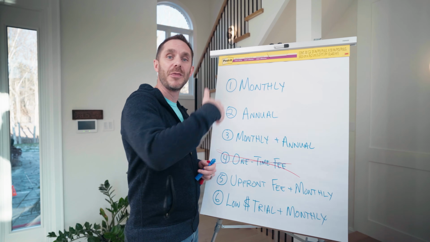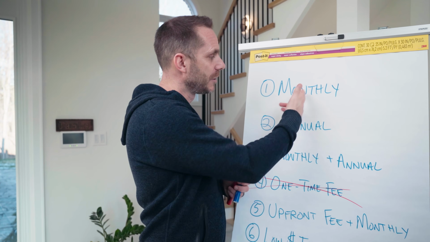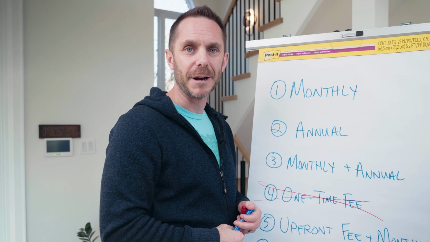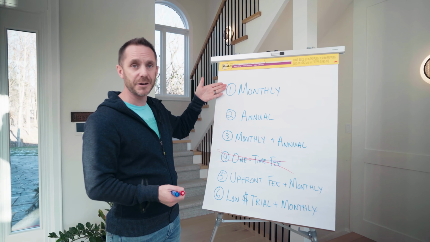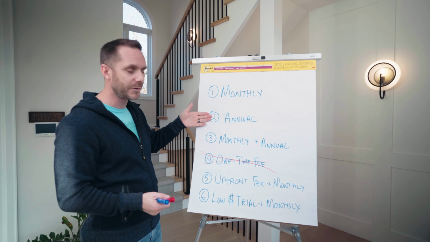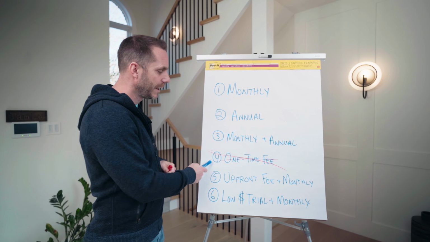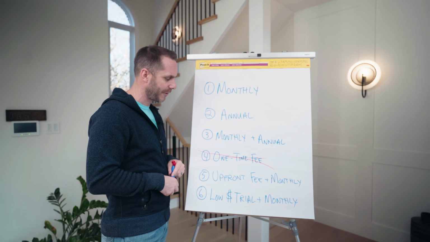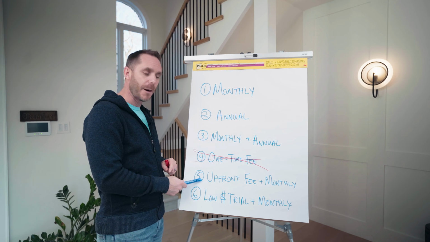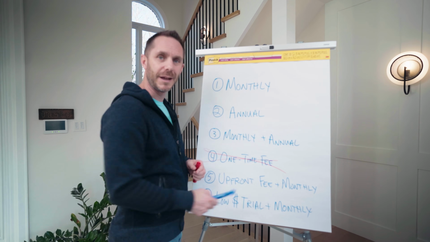After the trial, it then automatically rolls into the regular monthly billing, just like the monthly option would up here. So there you have it, my friends. 6 pricing options. You've got your standard monthly and annual. Then you've got your monthly and annual as an option. The one-time fee, which is not really a pricing model for any kind of membership. Then you've got your upfront fee plus your monthly, and then you've got your low dollar trial plus monthly.